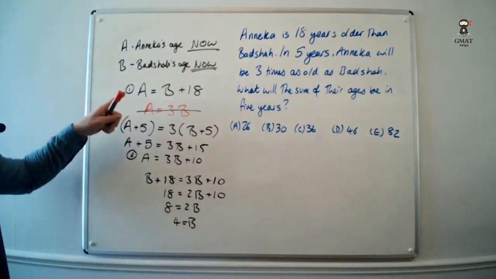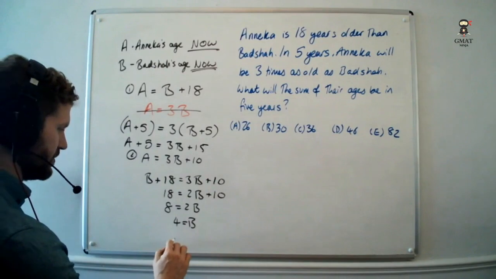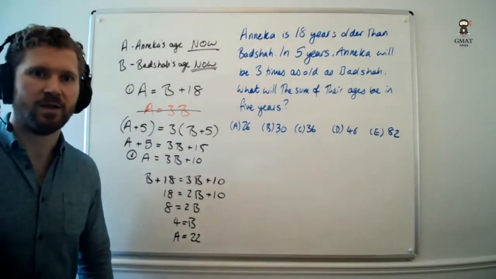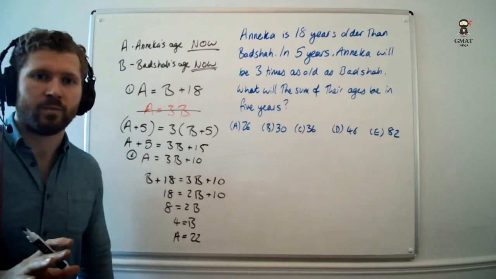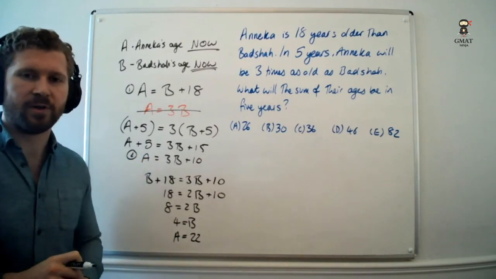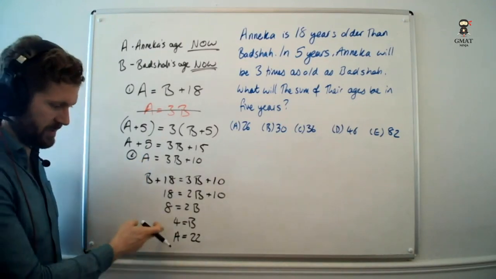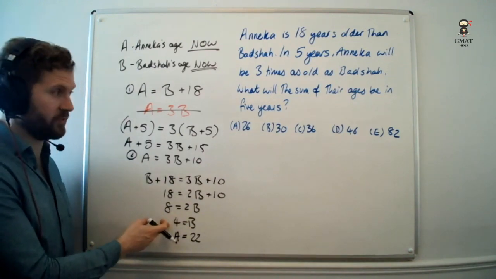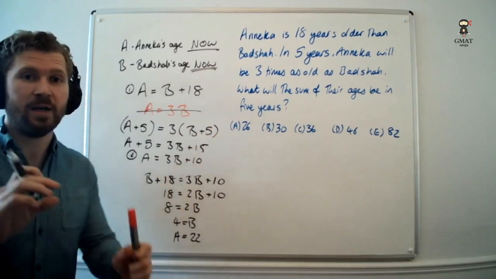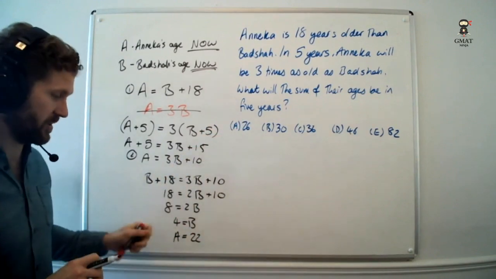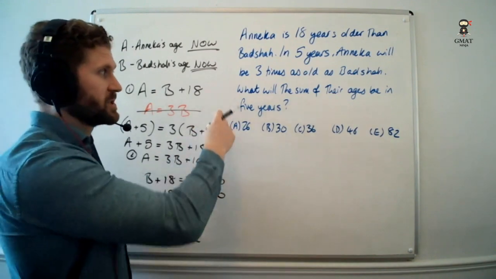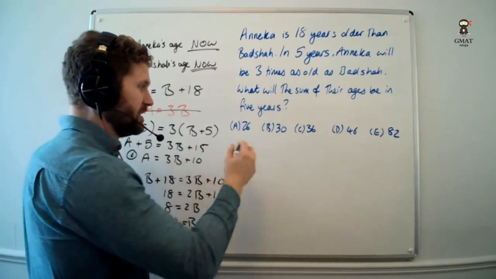Taking that B equals 4 and plugging it back into number 1, I should be able to see that Annika's age is 22. Now, again, another place that lots of my students will trip up is they'll say, right, these are the answers. I've got an A and B, 22 plus 4, that gives me 26. A is my answer. But what is the question asking you for? And what have you meant by your variables A and B? The question is, what will the sum of their ages be in 5 years?